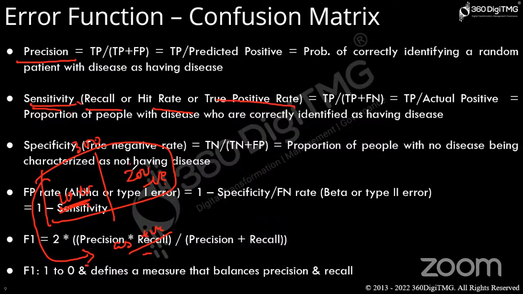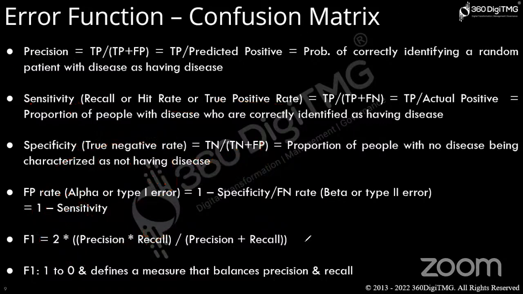Among those negative cases, how many did you correctly classify as negative? That we will be calling specificity. Among those negative cases, the proportion of people with no disease being characterized as not having the disease, that proportion we will be calling specificity. And then we'll have the false positive rate. That is 1 minus specificity, we'll be calling it the false positive rate.